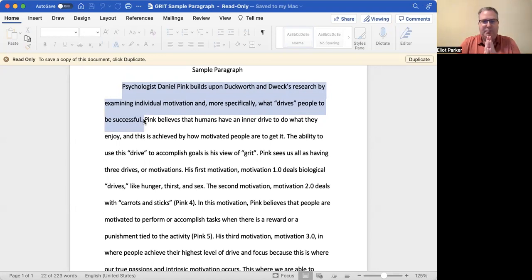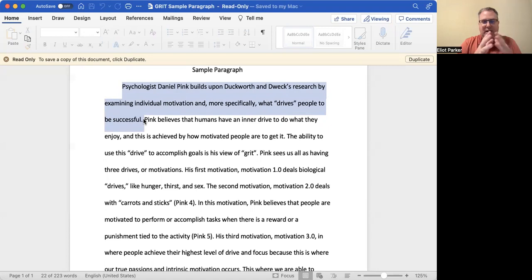So remember, that's what Pink focuses on. His aspect of grit is our ability to maintain and understand grit, which comes from what motivates us to do what needs to be done, or what motivates us to be our best at whatever it is that we're doing. And so I've built that topic sentence around the previous two paragraphs and the ideas that I had from Dweck and Duckworth. So that's one way you could do that.